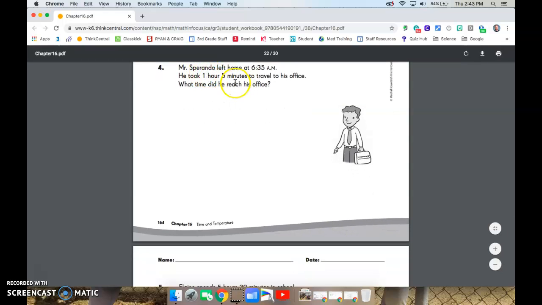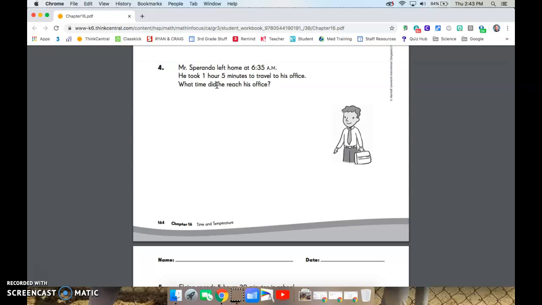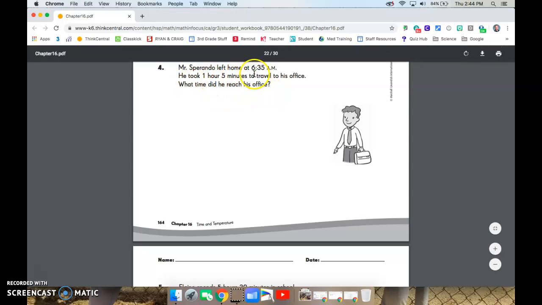Mr. Sperando left home at 6:35 a.m. He took 1 hour, 5 minutes to travel to his office. What time did he reach his office? Okay, he left home at 6:35, traveled for an hour, it's 7:35, and then the extra 5 minutes would be 7:40 a.m.